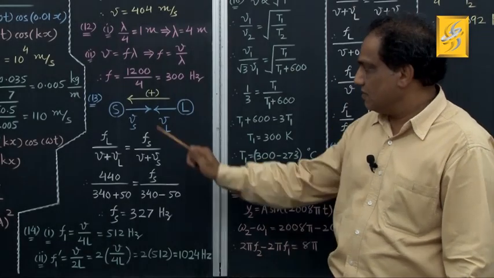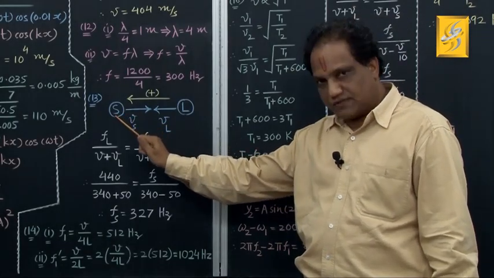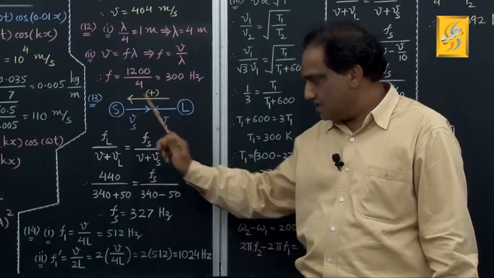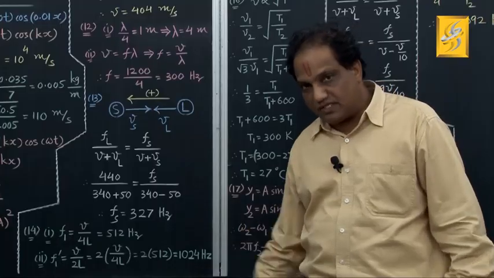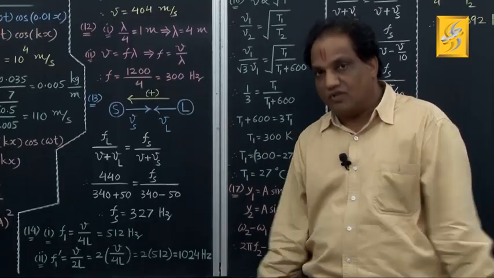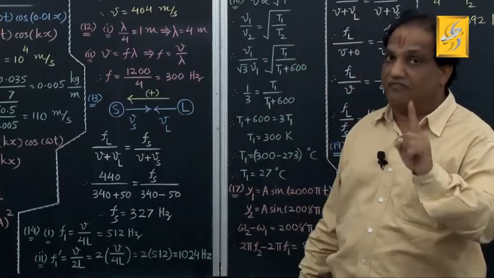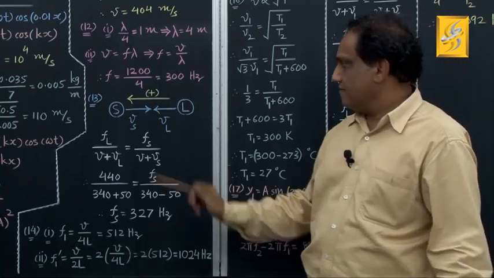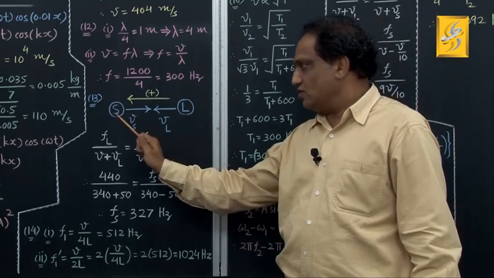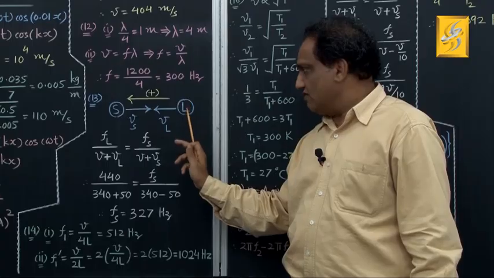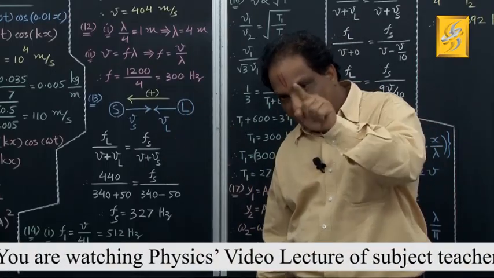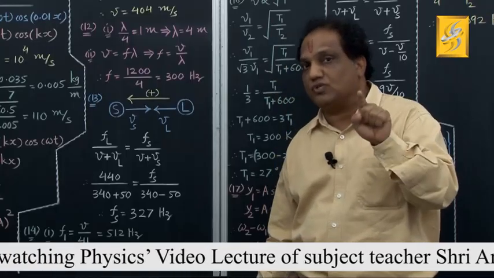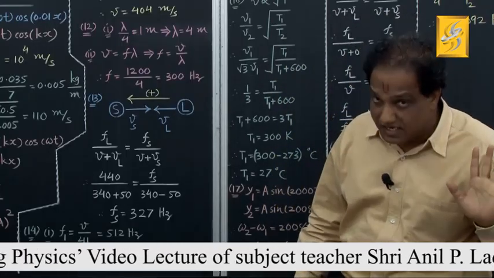Read it? Come on. We have source, S means source, L means listener. They are heading each other, which means they are moving towards each other with the same speed, 50 meter per second. Fine. Now velocity of source means Vs, velocity of listener means Vl. Don't you know the standard formula? Fl upon V plus Vl equals Fs upon V plus Vs.